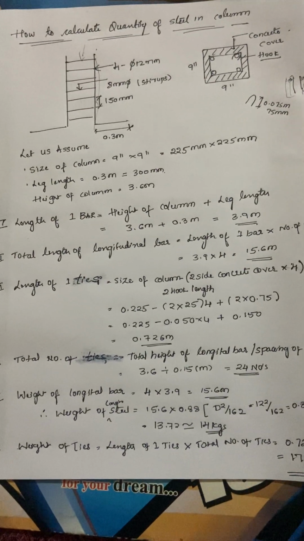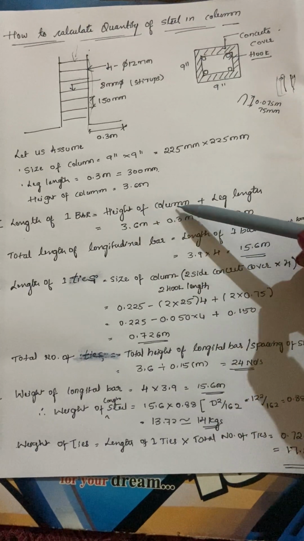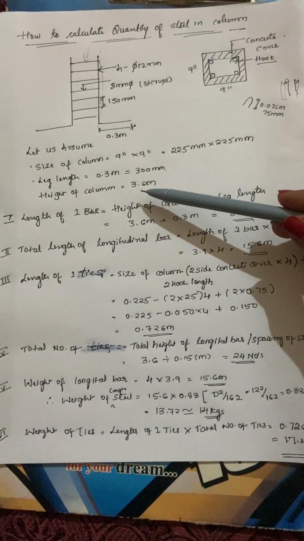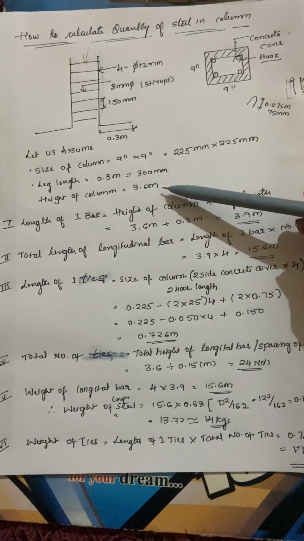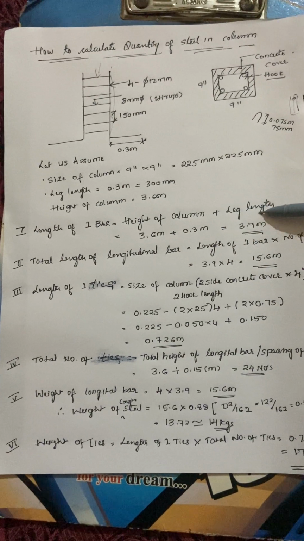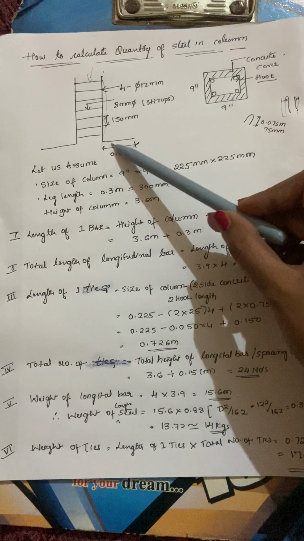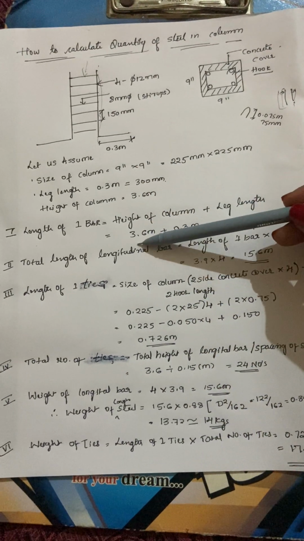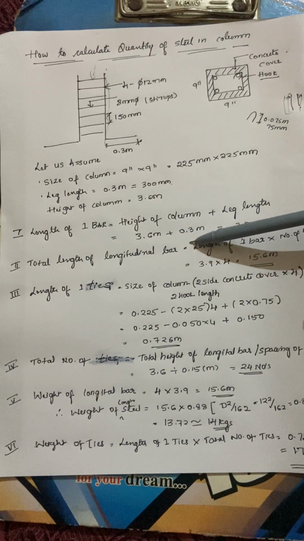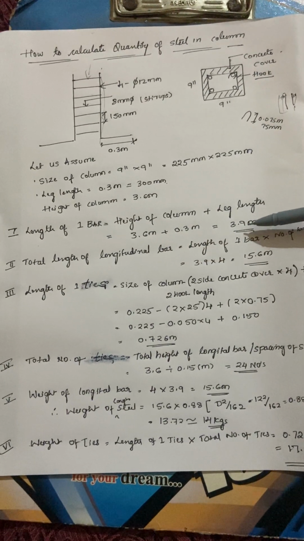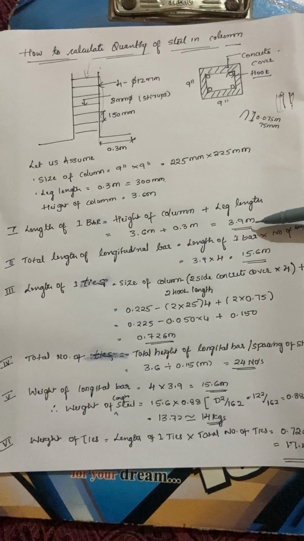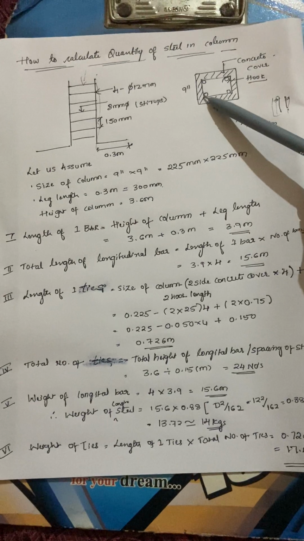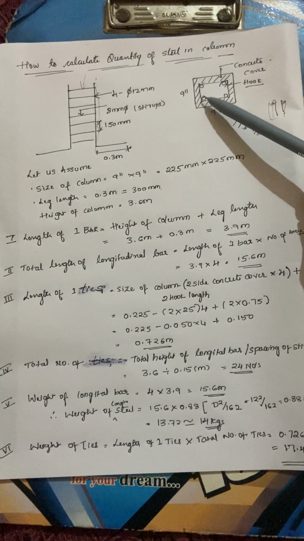So what is the length of one bar? That is height of column plus leg length. What is the height of the column given here? That is 3.6 meter. And what is the leg length given? Leg length is nothing but the extended portion which I had explained to you. That is 0.3 meter. So 3.6 meter plus 0.3 meter is 3.9 meter. Okay, this is the length of one single bar.